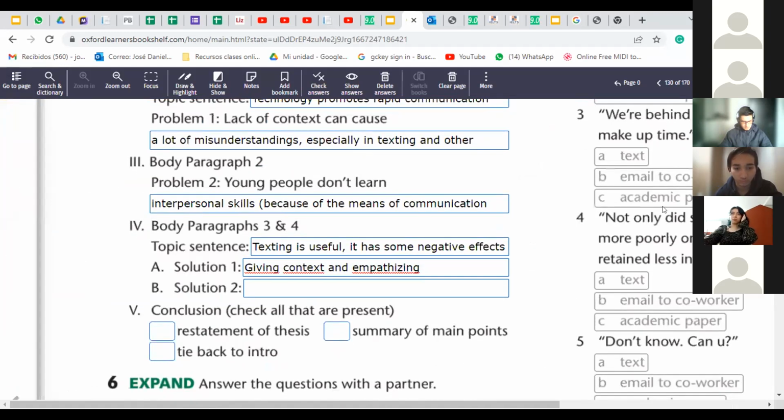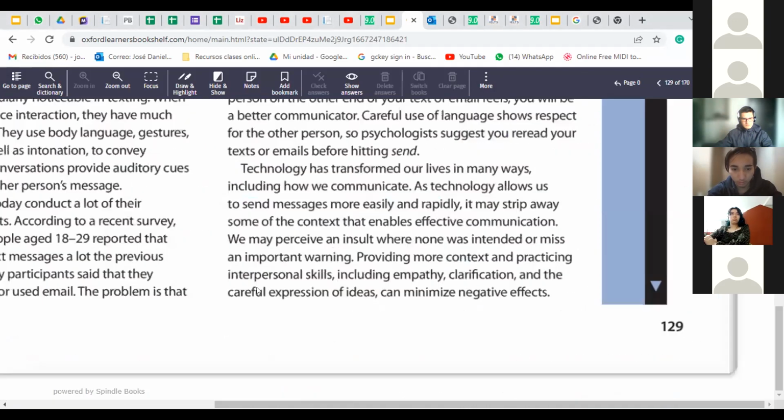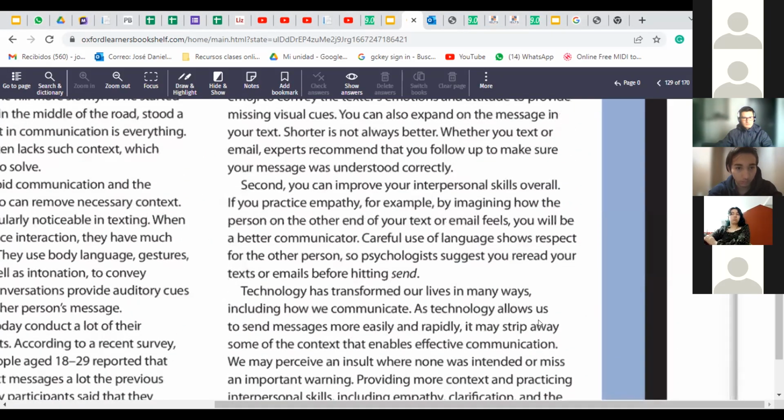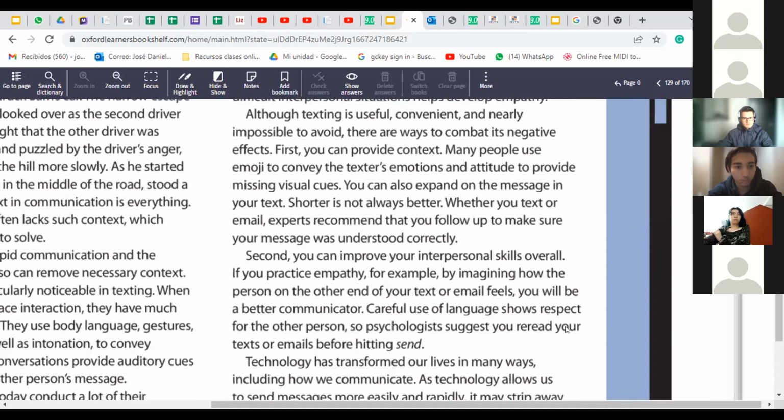What's the second solution then? Somebody from the next group. Wait, who am I missing? Oh, well, some people left, but then Catherine. What is the second solution that is mentioned? Can you go back to the text? Providing more context and practicing. Where was it? What was the question? Isn't this paragraph, Christian?